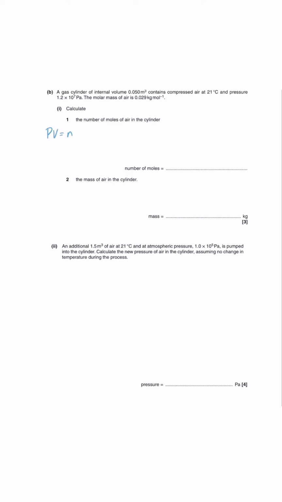For the first part, you want to use PV = nRT, rearrange that to make it n = PV over RT, sub all the values in, so 1.2 times 10 to the 7 pascals times 0.05 meters cubed over 8.31 times the temperature in Kelvin, so that's 273 plus 21, and all of that gives you 246 moles.